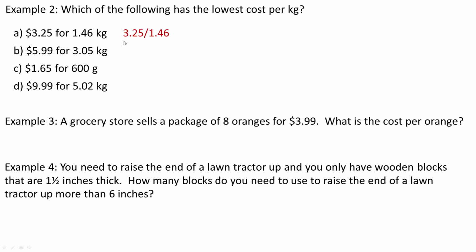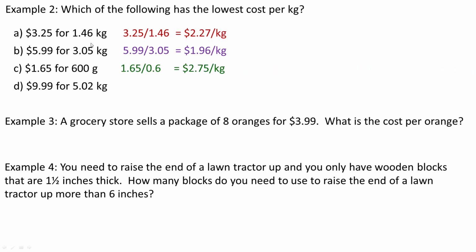So I would take, for this one, the 323.25. I didn't bother to write the dollars and the kilograms, and divide them. That works out to 2.27, which would be $2.27 per kilogram. This is dollars, this is kilograms. That's why the units are dollars per kilogram. So this one, $5.99 divided by 3.05 is $1.96 per kilogram, and we do the same for all of them.